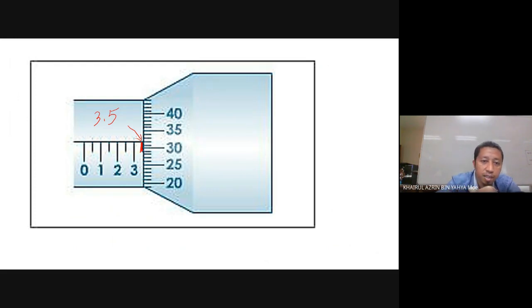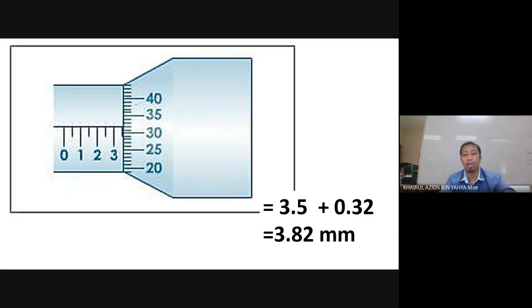Let me erase this one. Okay, and then this one. Straight line here. What is the number over there? Okay, so this is 30, 31, 32. Here is 32. Okay, so how do you find the answer? 3.5 plus 0.32. The answer is 3.82. Let's check the answer. 3.82 mm. The unit is mm, millimeter. Okay, that's how we read the micrometer.